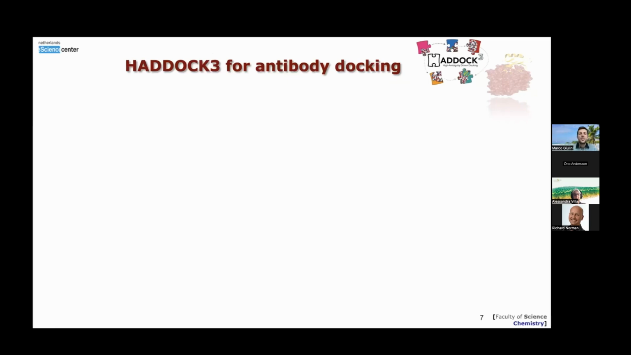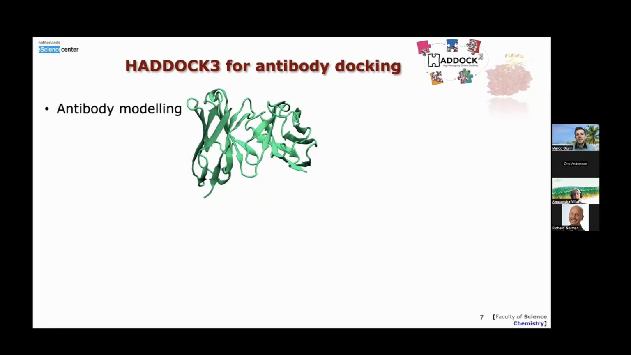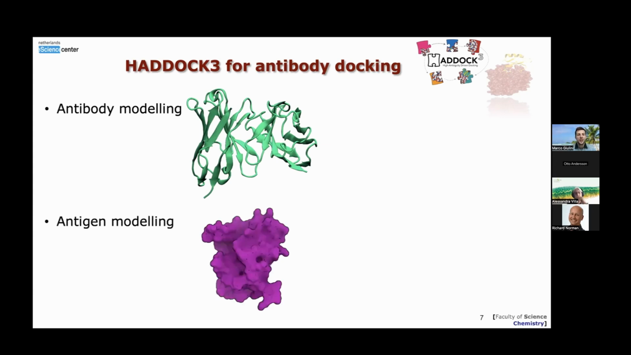So HADDOCK3, how it works for antibodies, it's quite simple. You have to start with a model of an antibody. These days, it's very unlikely that you will find an unbound structure, so a structure of the antibody without the antigen, in the PDB. So most of the time, you will have to generate the antibody with AI tools such as AlphaFold, and then of course you will have to generate the antigen as well.